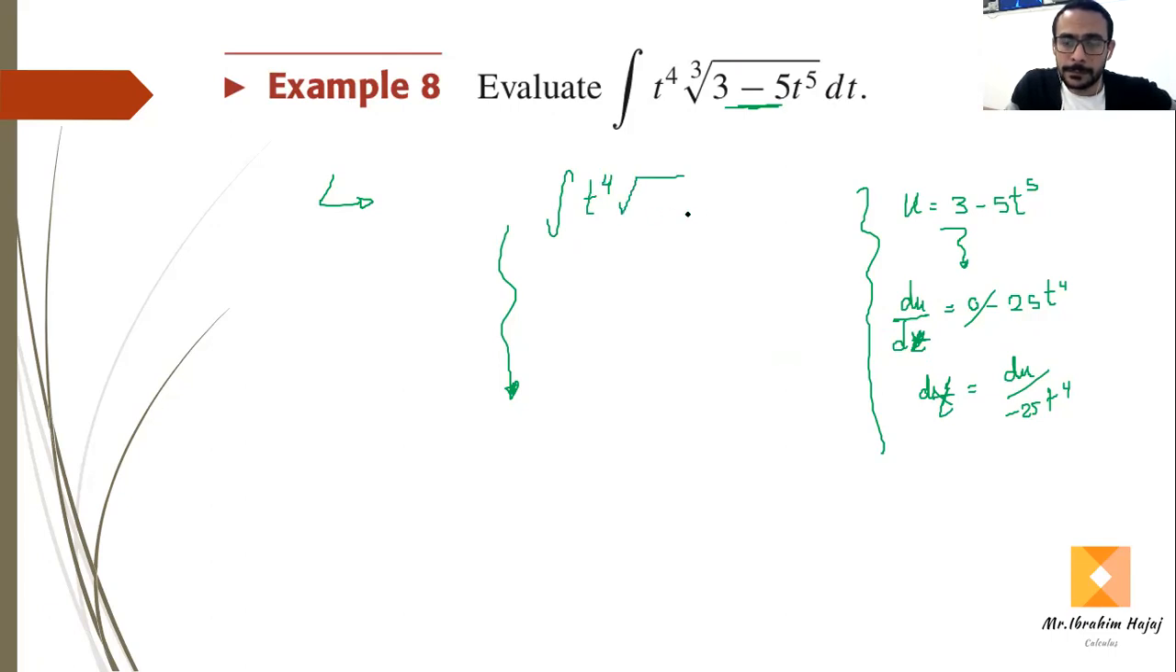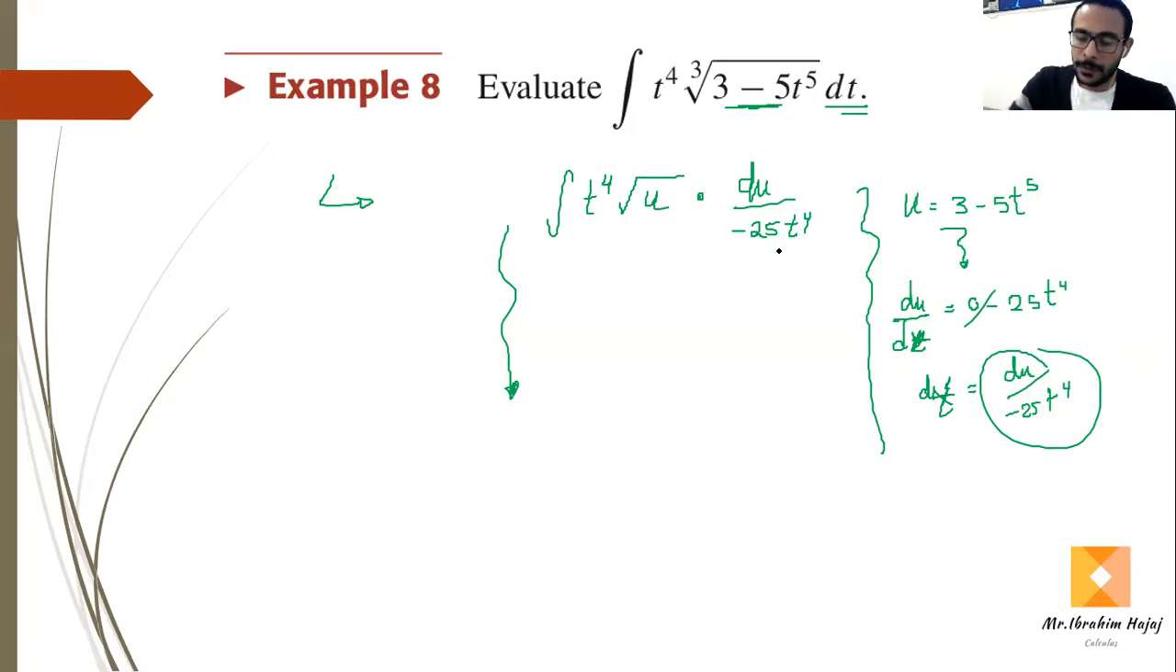Radical t to the power of 4, radical u, and replace the dt by du over negative 25 t to the power of 4. So t to the power of 4 will cancel out.